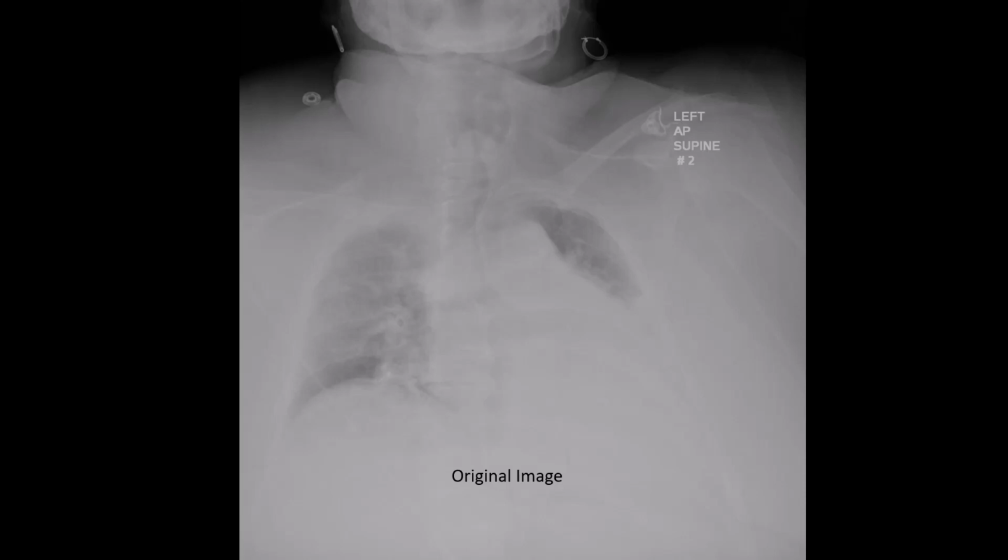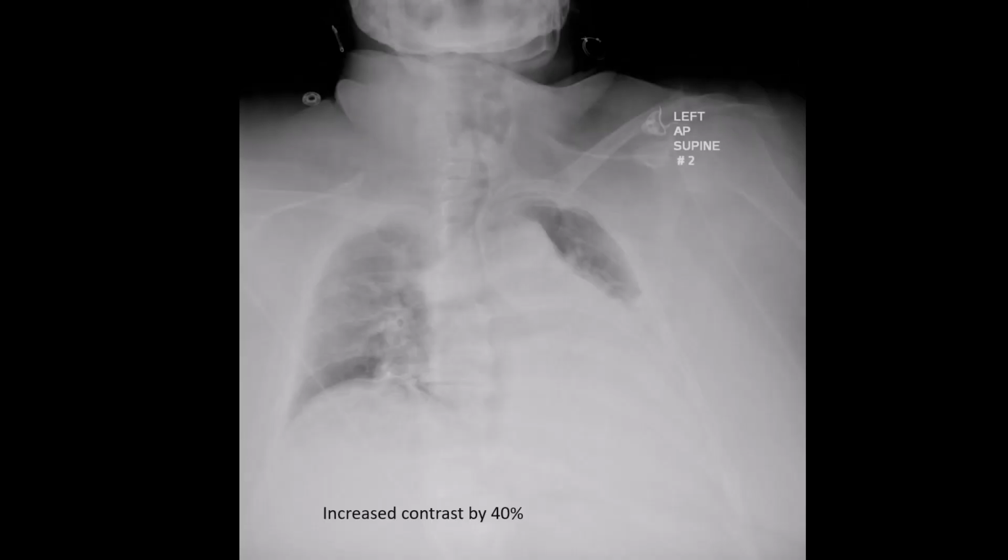Now, what if you don't have any choice? Here's the original image. It's a supine AP chest x-ray on a very large patient. You can see it's all grayed out, but let's say we could not get back into the room to take another chest x-ray right away. Could we have this as the original and still manipulate the data to try to get some information to the radiologist? Let's see what we can do. Does it look a little better if I increase the contrast by 40% on my window and level?